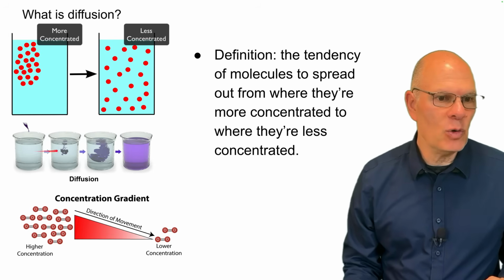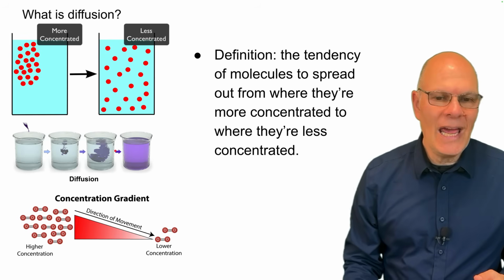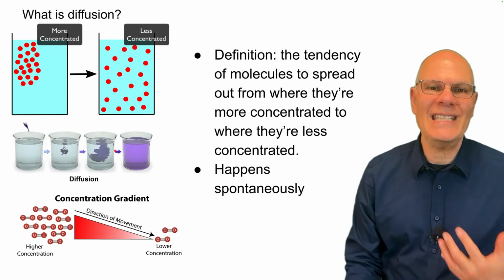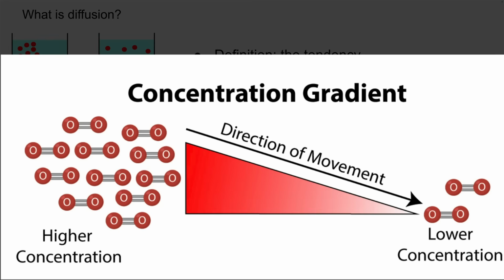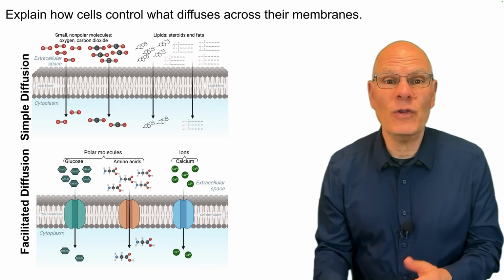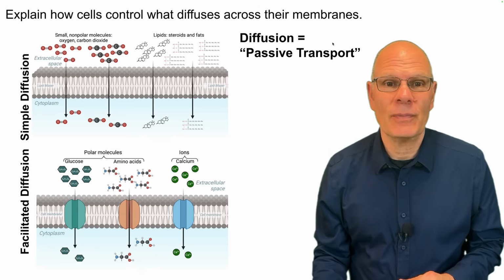Here's ink going into a beaker, more concentrated, and then less concentrated. This happens spontaneously. It's based on the kinetic energy of the molecules. And a good way to envision this is to think of molecules as flowing down a concentration gradient from higher concentration to lower concentration.